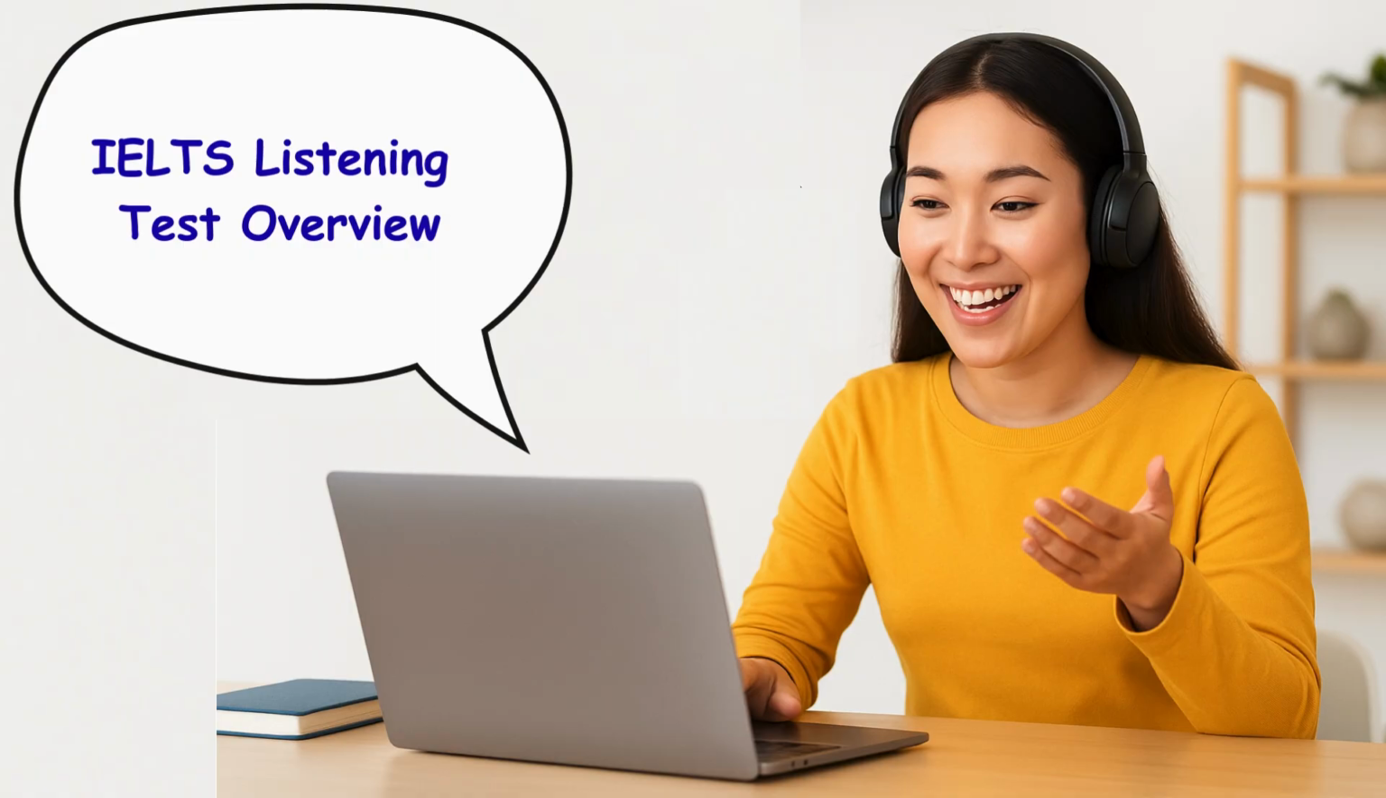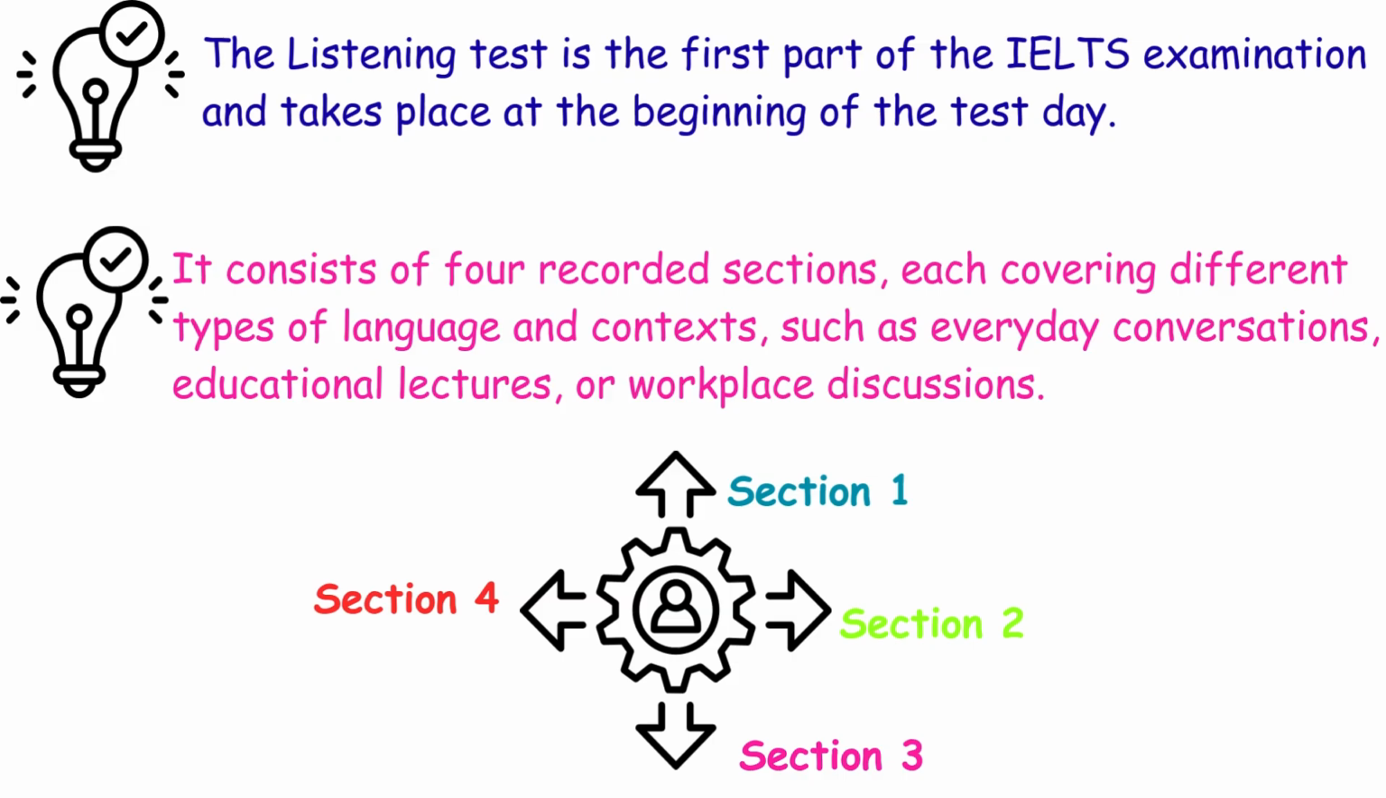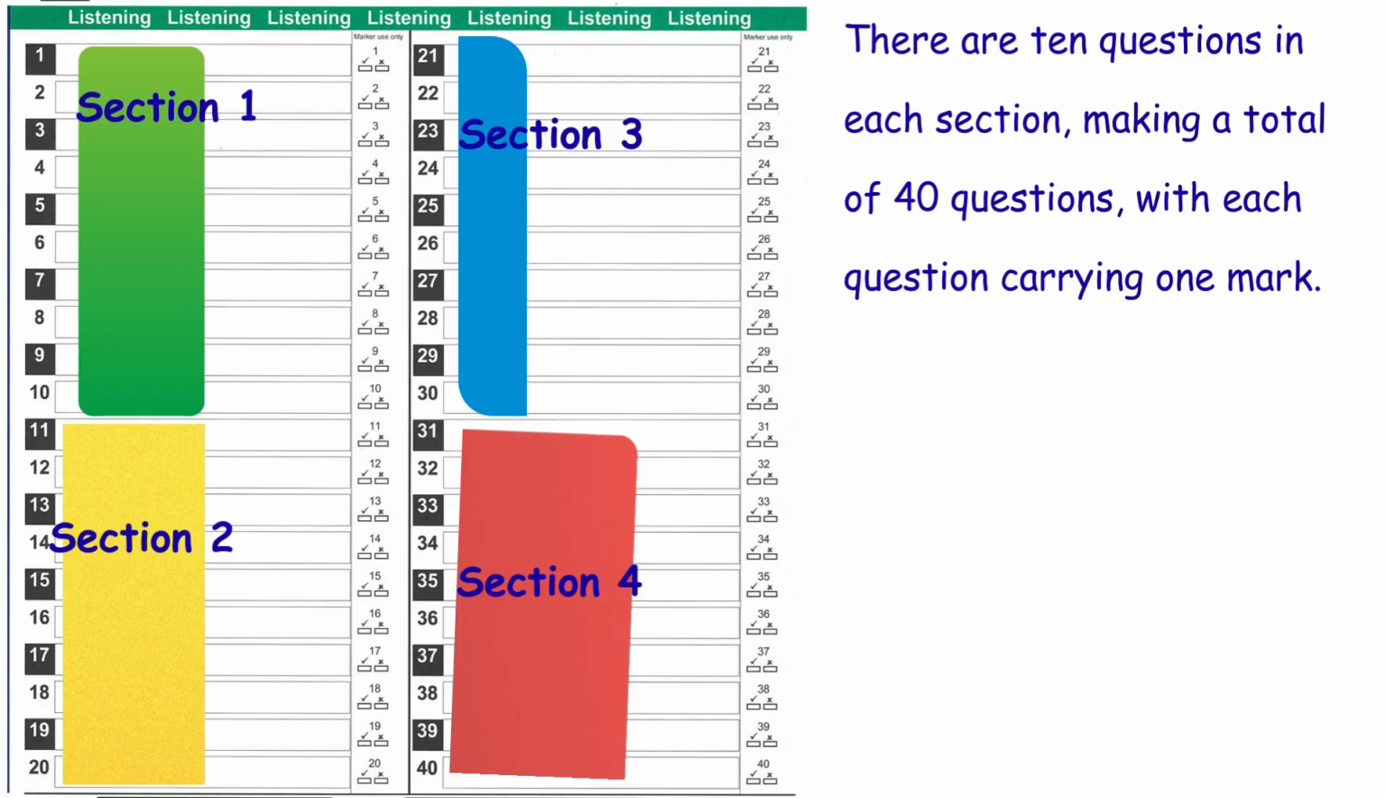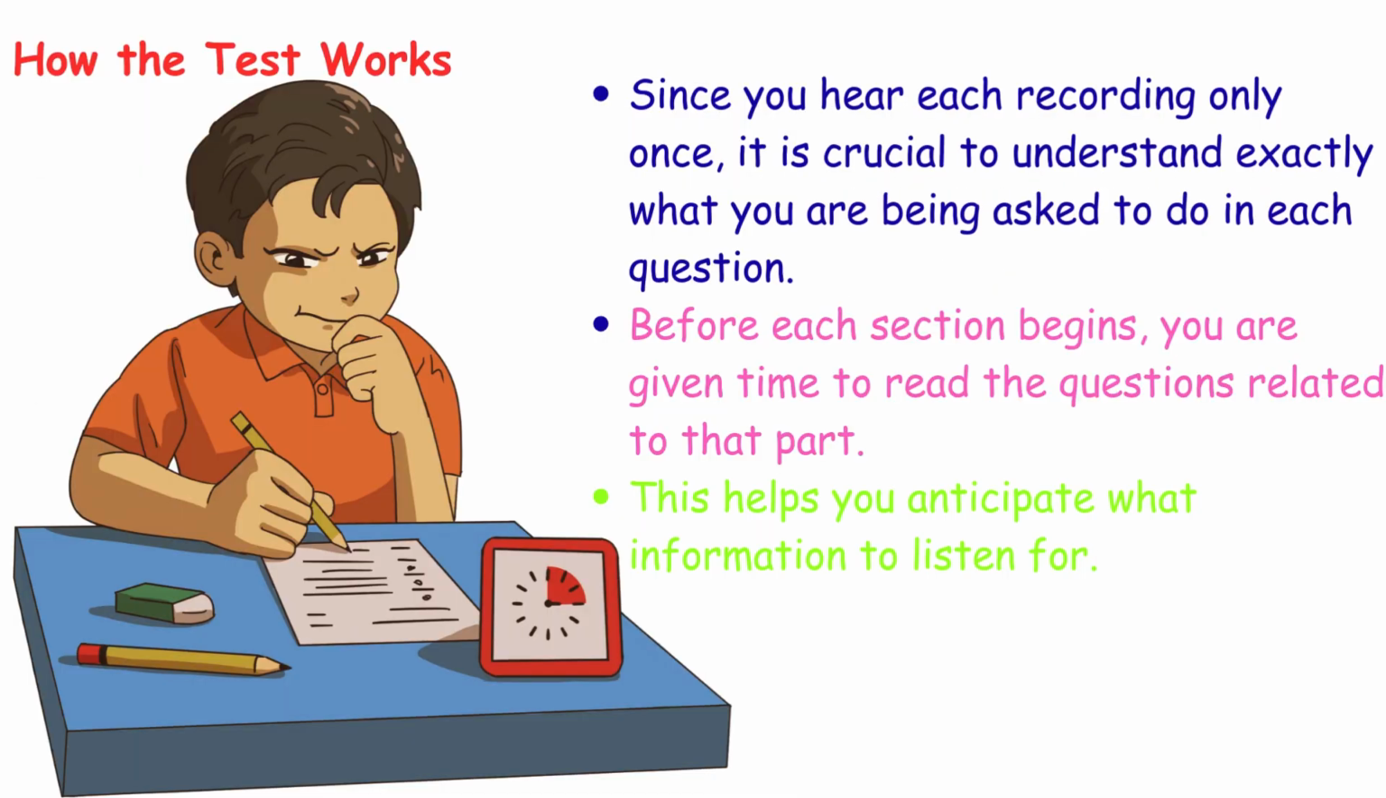IELTS listening test overview. The listening test is the first part of the IELTS examination and takes place at the beginning of the test day. It consists of 4 recorded sections, each covering different types of language and contexts, such as everyday conversations, educational lectures, or workplace discussions. There are 10 questions in each section, making a total of 40 questions, with each question carrying 1 mark.